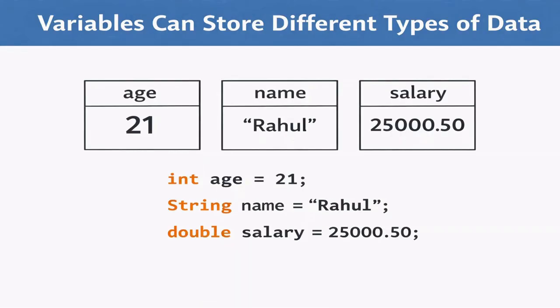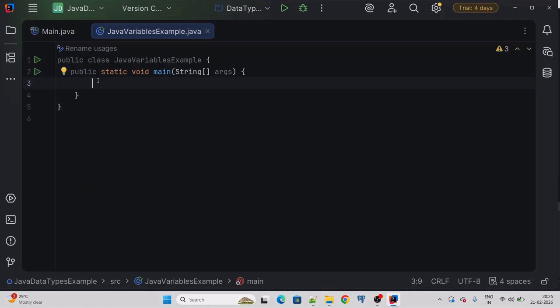Now here's where things get interesting. Variables don't just store numbers, they store different types of data. So if you want to store whole numbers, we can use int. If you want to store text, we can use String. If you want to store decimal numbers, we can use double. Now let's see how these variables actually work inside a real Java program.